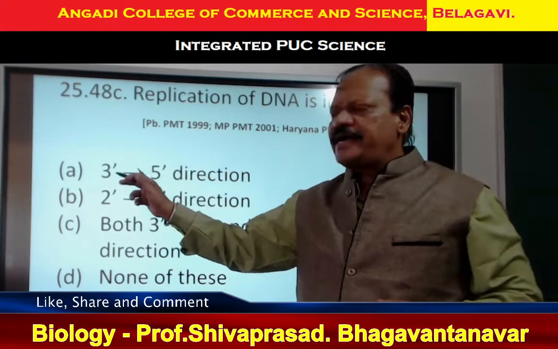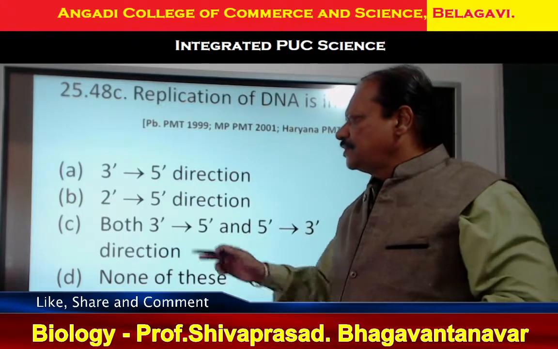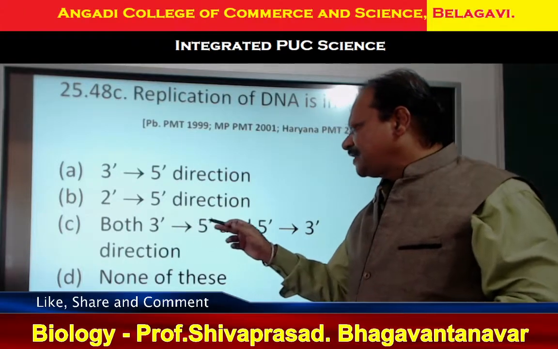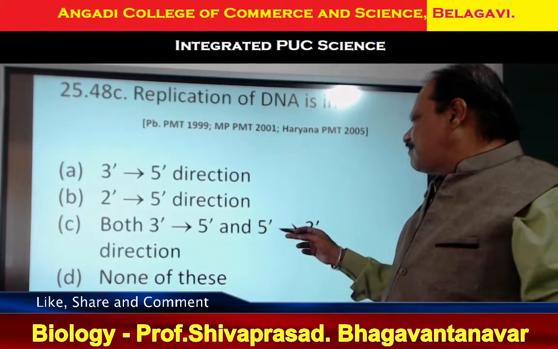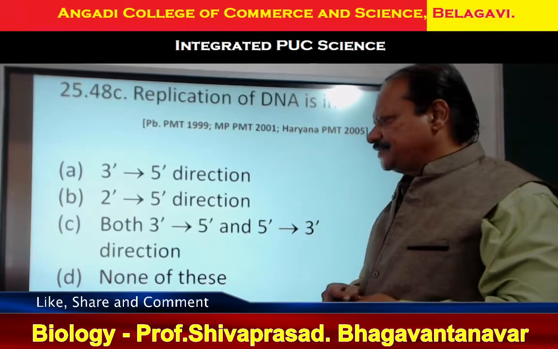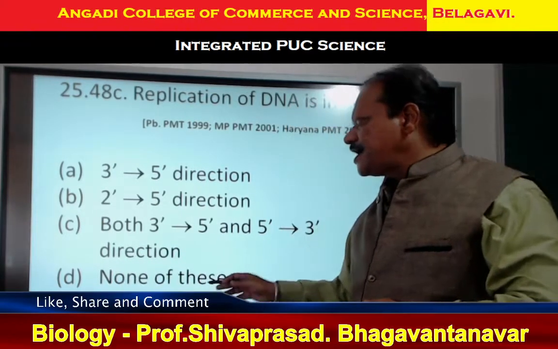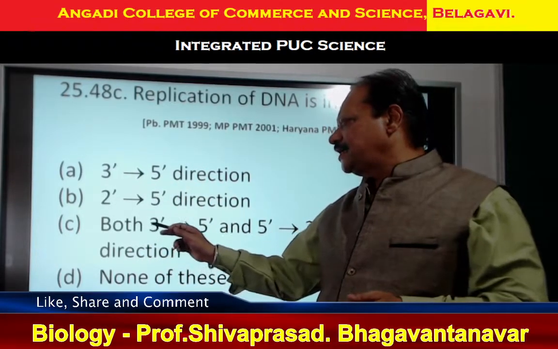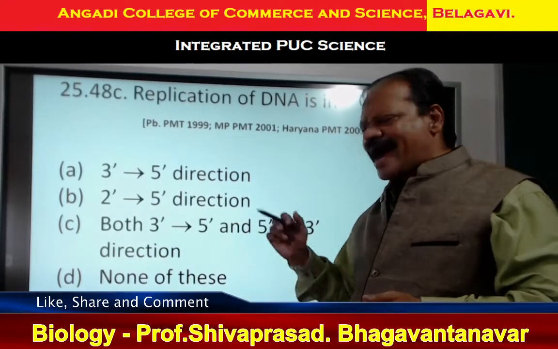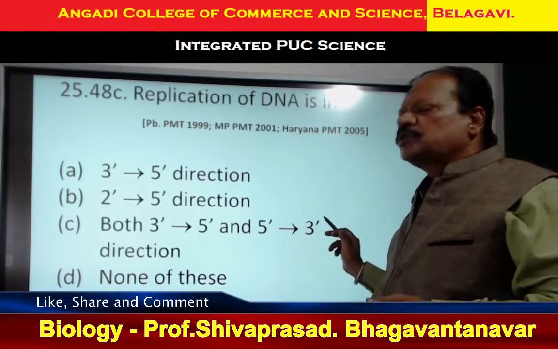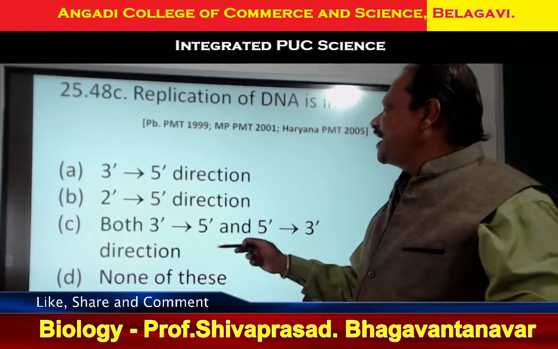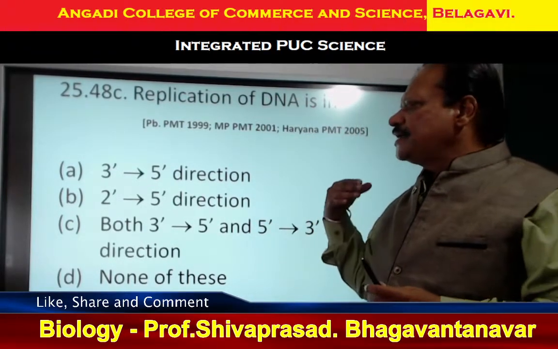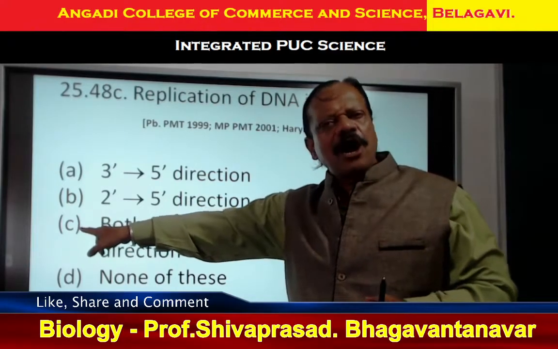Option A, 3' to 5' direction. Option B, 2' to 5' direction. Option C, both 3' to 5' and 5' to 3' direction. D, none of these. So here option C is the right answer, both 3' to 5' and 5' to 3' direction. So in this way the replication of DNA takes place. So we'll move to the next question. Here the right option is option C.